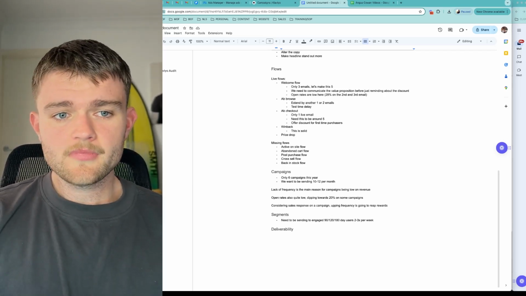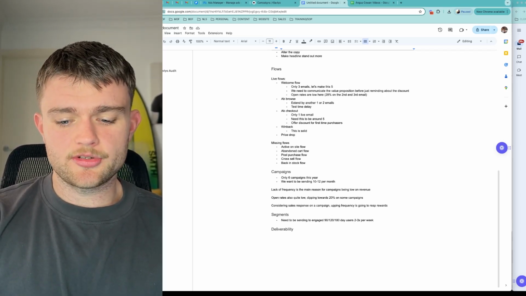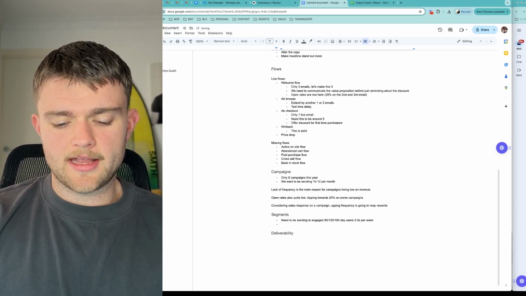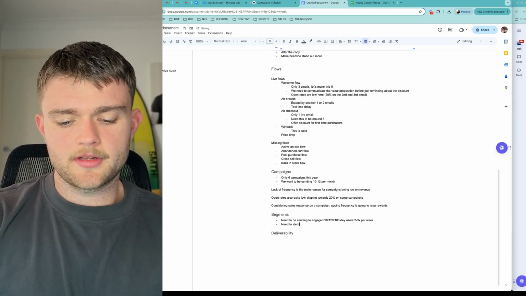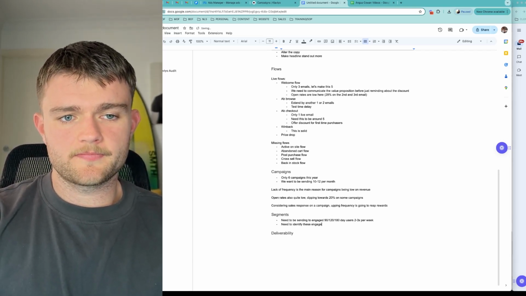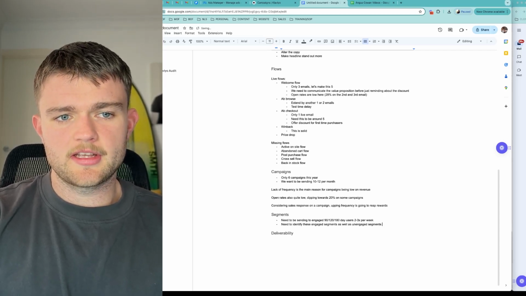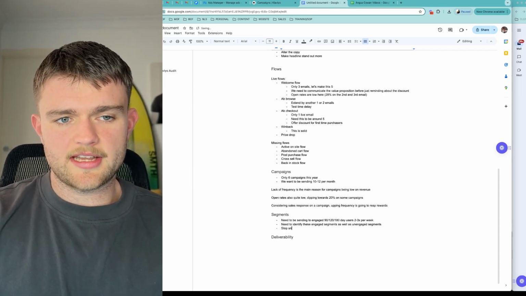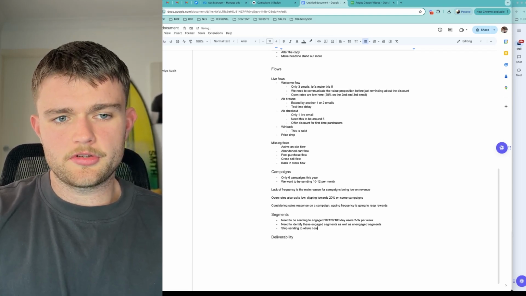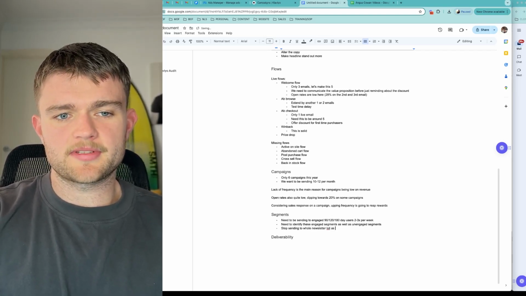So to do that, we want to be sending to the engaged users and need to identify these engaged segments as well as unengaged segments. Stop sending to a whole newsletter list, as it's leading to 20% open rates.